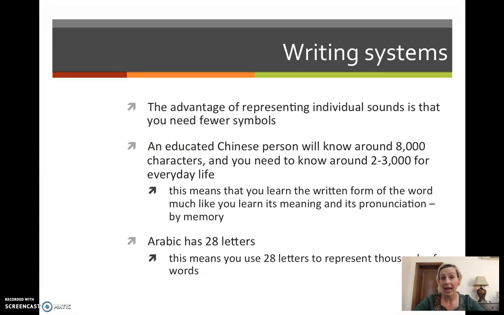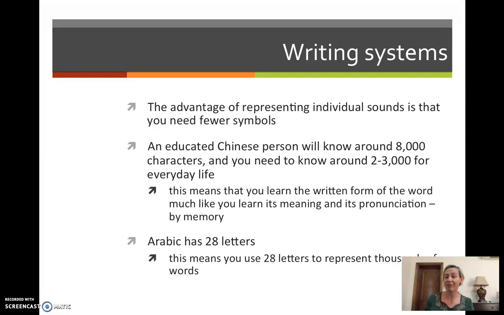With both alphabets and abjads, the advantage is that you need only a few symbols. So an alphabet will have around 30 symbols for 30 different sounds, and you can put these symbols together to represent every possible word. So when you learn to write, you only have to write the 30 symbols, and you can write any word you want.